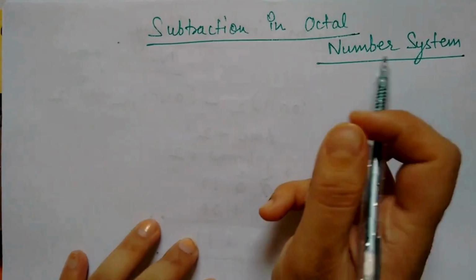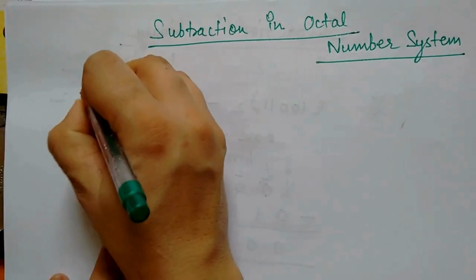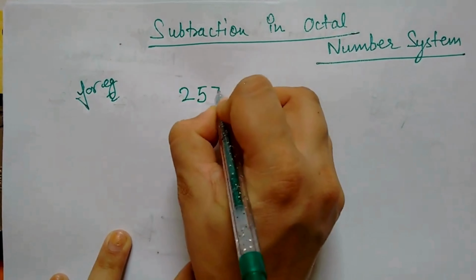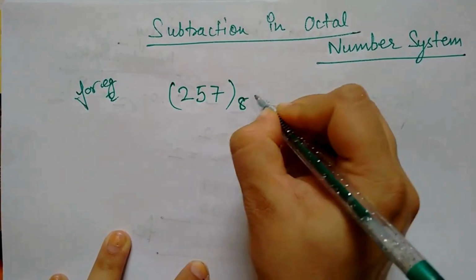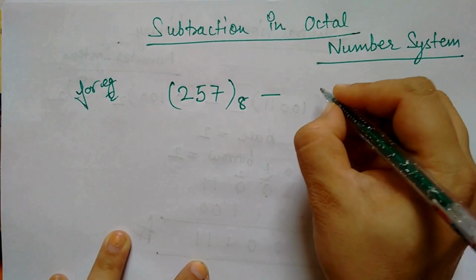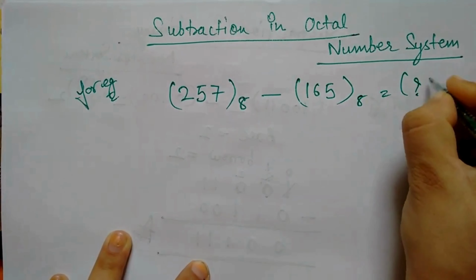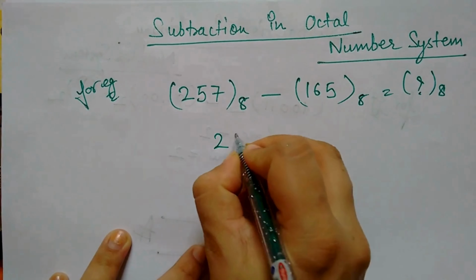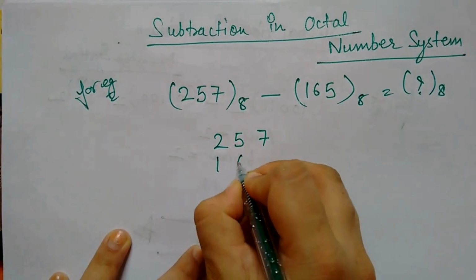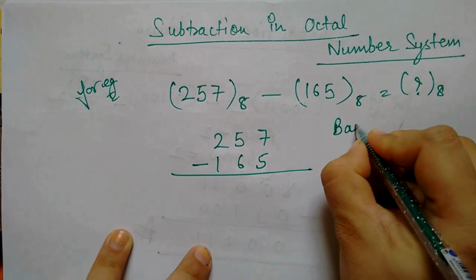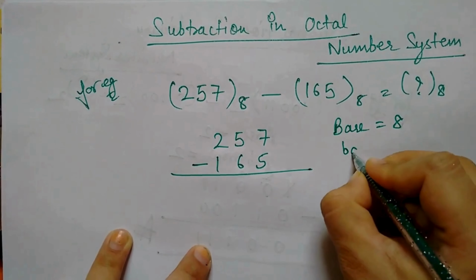Subtraction in octal number, for example 257 base of 8 minus 165. Now 257 minus 165. Our base is 8. Borrow will be 8 as well. 7 minus 5 is?